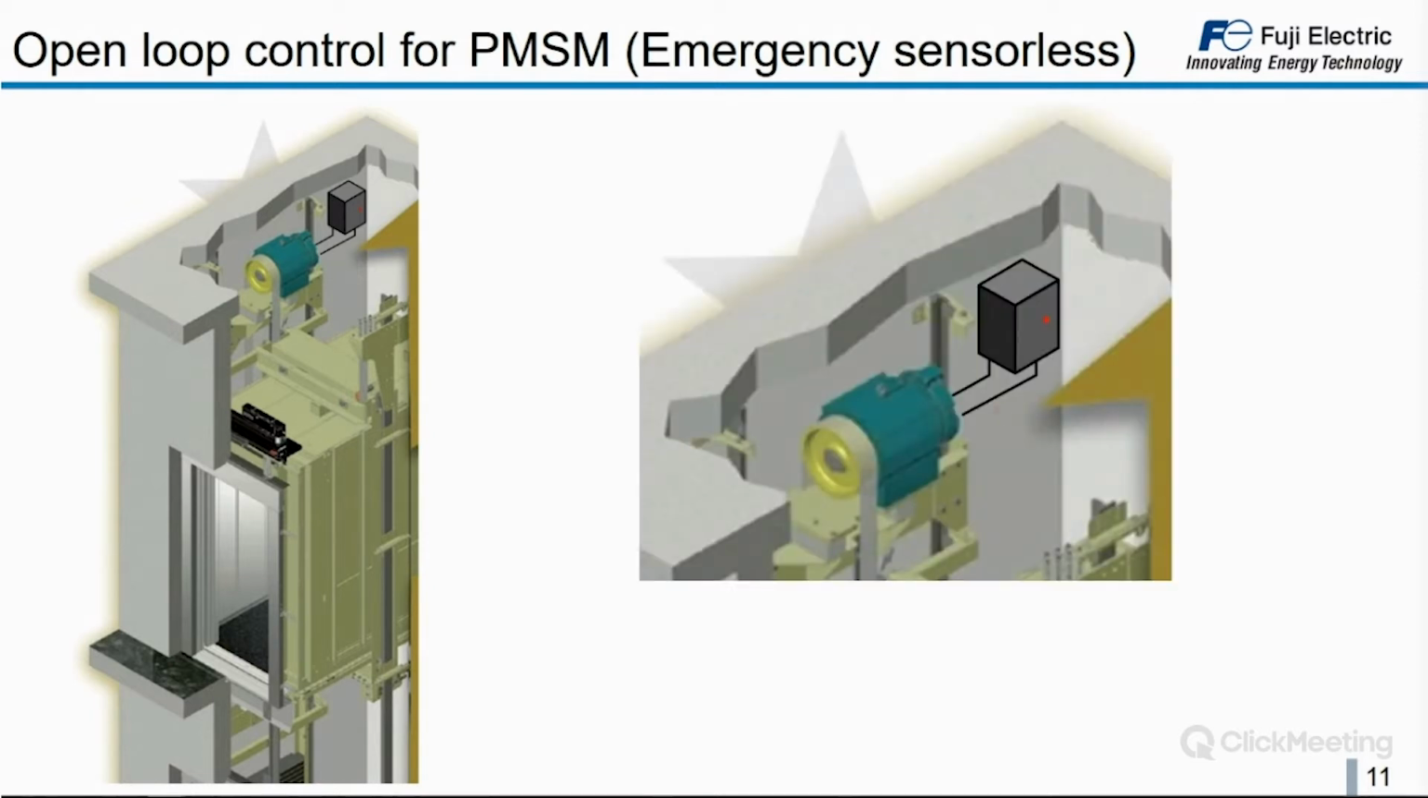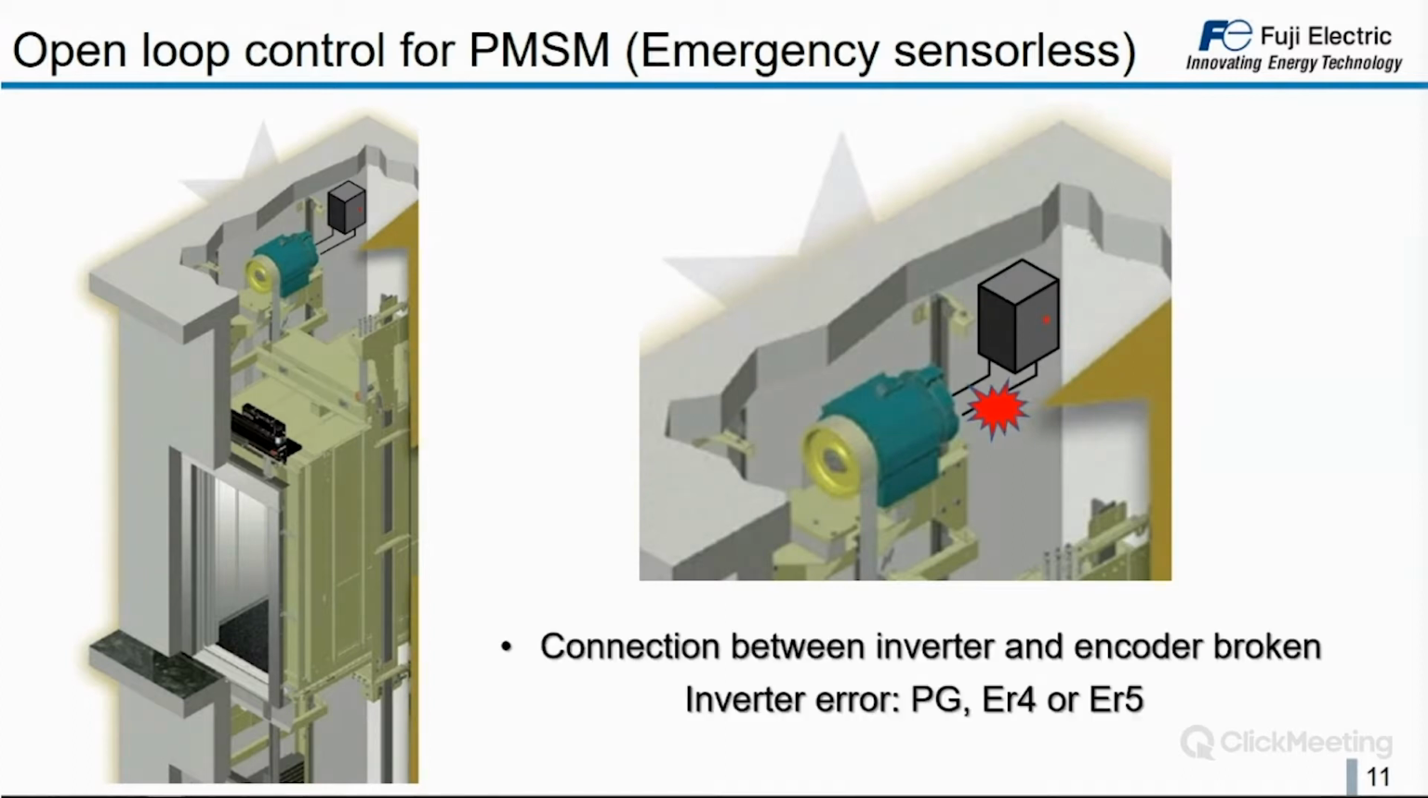One big problem we can have in case of synchronous motors is that the encoder is broken, or the encoder cable, or the board where the encoder is connected, so anything related to the feedback. You will detect this because the inverter is tripping PG or ER4 or ER5. In case of machine room, no problem. The technician goes to the machine room and can measure anything, and everything is very, very easy.